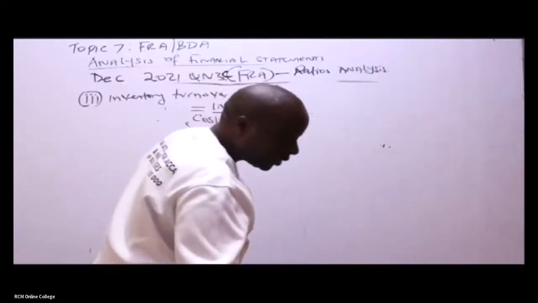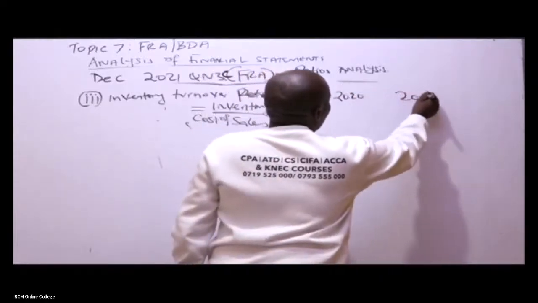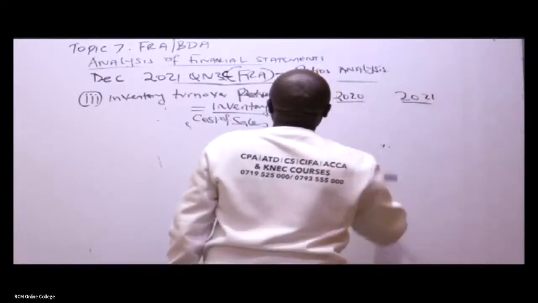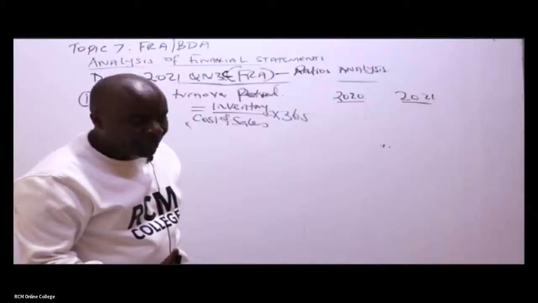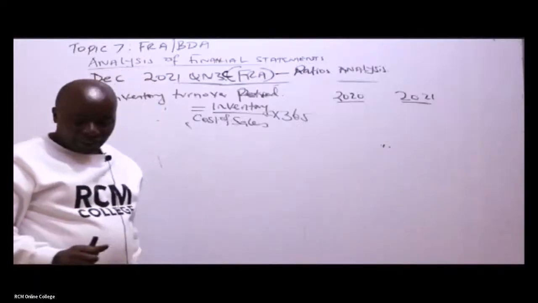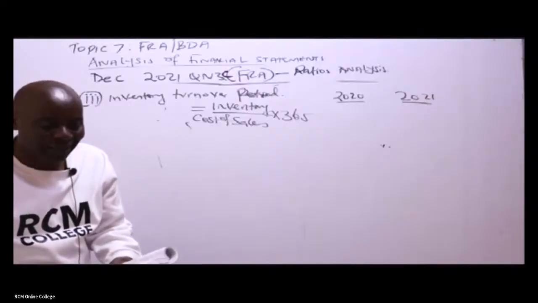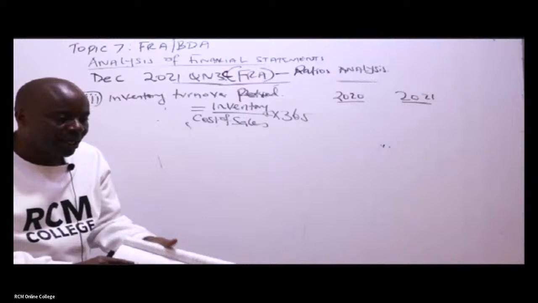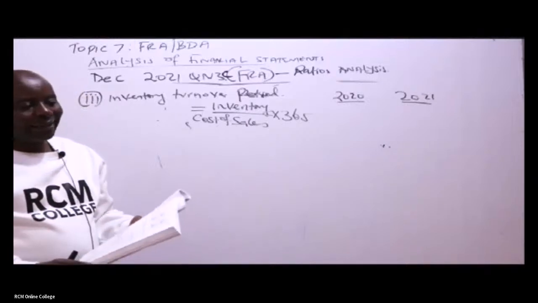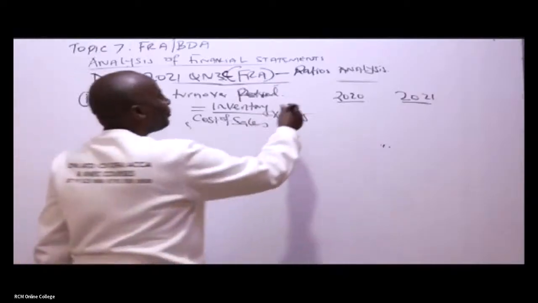So come and give us these figures. We have 2020, 2021. Are you able to see the inventory for 2020? In inventory figure, go to current assets, pick inventory. How much do we have there under current assets? Pick inventory. 81,000.